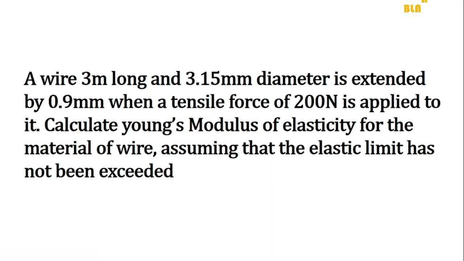A wire 3 meters long and 3.15 millimeters diameter is extended by 0.9 millimeters when a tensile force of 200 newtons is applied to it. Calculate Young's modulus of elasticity for the material of wire, assuming that the elastic limit has not been exceeded.